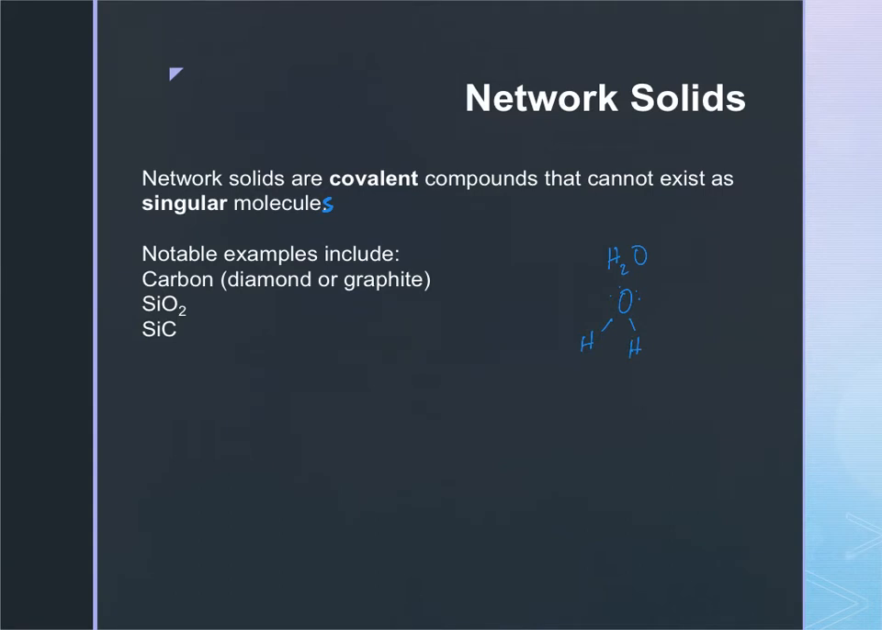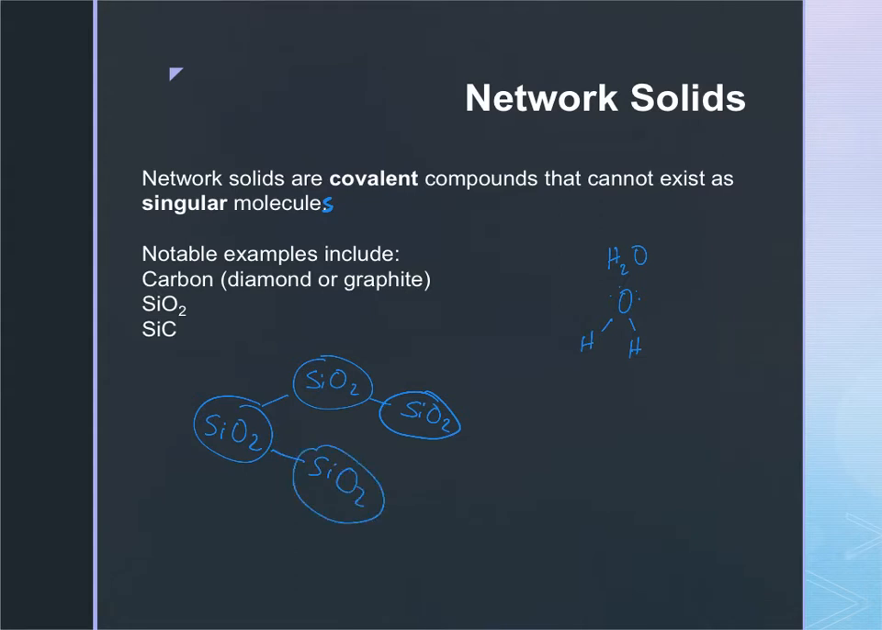However, you're going to have other substances like network solids that cannot exist as a singular molecule, like silicon dioxide, SiO2. Each of these silicon dioxides have to be bonded with others. They cannot exist as a singular molecule, okay, by itself in nature. They're always bonded with others of its kind.